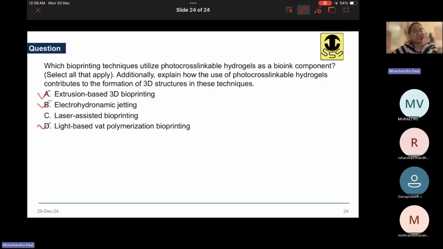For the additional part, the next question I'm asking, I think I pretty much summed up why you need it and how the material contributes to that technique. But yeah, we can skip it.